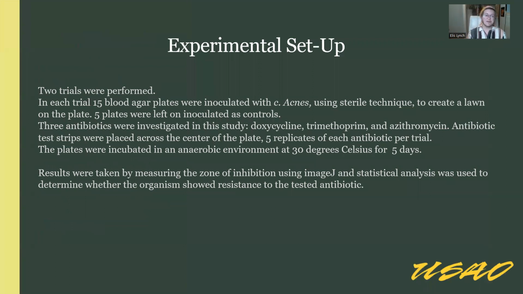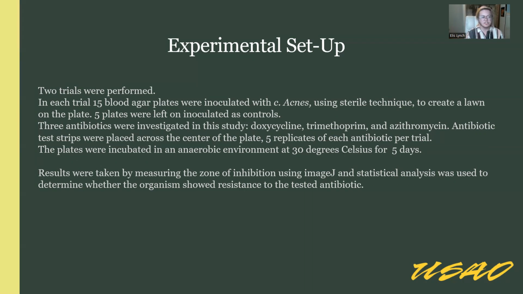So on to the experiment, the fun part. We did 2 trials of this experiment. In both trials, we took 15 blood agar plates and inoculated them using sterile technique and the lawn method. So we took a glass stir rod and put a drop of inoculated fluid onto the plate, stirred it around to create a lawn of bacterium. On each of these 15 plates, they were divided. There were 5 antibiotic test strips from each of the tested antibiotics, that being azithromycin, doxycycline, and trimethoprim. 5 replicates were made for each.